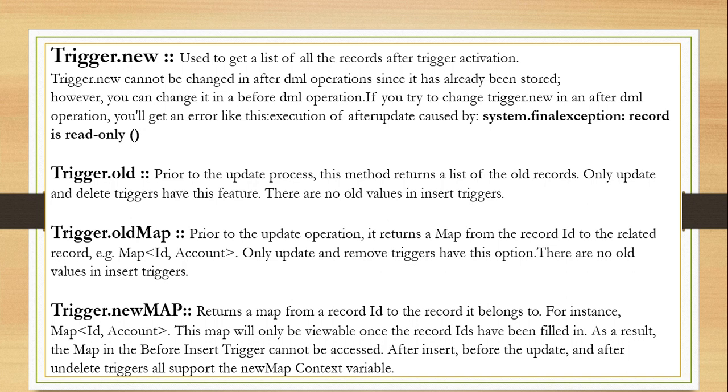Trigger.newMap returns a map from a record ID to the record it belongs to, for instance Map<Id, Account>. This map will only be available once the record IDs have been filled in. As a result, the map in the before trigger cannot be accessed on before insert. Before update, after insert, after update and after undelete triggers all support the newMap context variable.